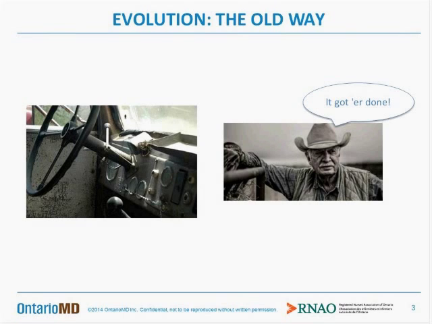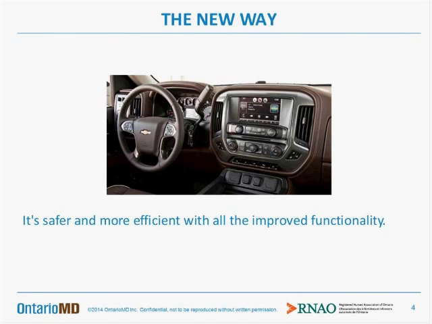So being from rural Ontario, I've seen how old ways have evolved. Old tractors and pickup trucks, they did the job, but it wasn't always easy. It did get the job done, though. Sorry, I'm just trying to switch slides there. And today, the farm vehicles now have air conditioning and GPS, and they're much safer and more efficient because of all the improved functionality.